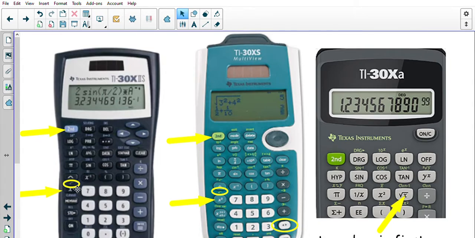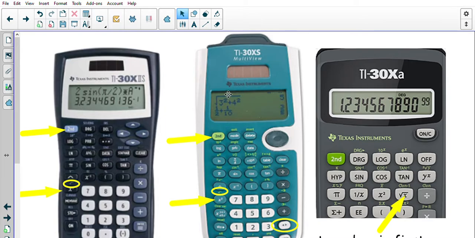The square root key is actually above the x squared key, which we use during the regular classroom setting. To get that, though, you have to hit the second key or shift and then the x squared button, and the square root key will pop up. And then you'll plug in your number and hit equals. If you have one of these, it's in the same spot, so second and then the x squared key, put your number in, hit equals, or enter in this case.